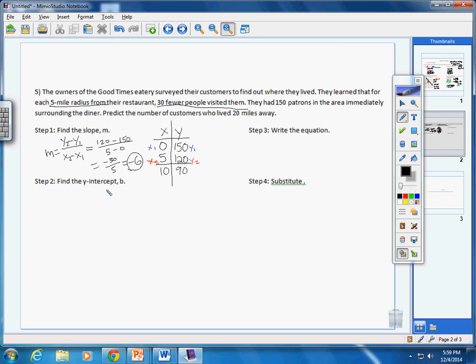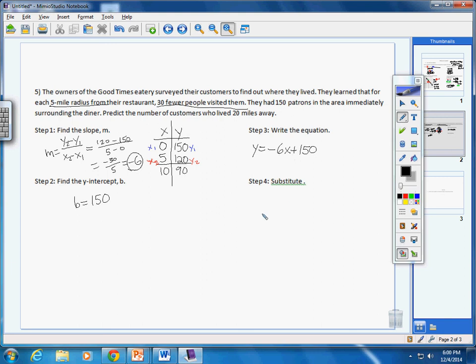Let's move on to step 2. Find the y-intercept, b. Guess what? Our y-intercept is already here. (0, 150), right there. So b equals 150. If you're given a table, always look and see if you were given the y-intercept. That'll make your life easy. Step 3, write the equation. You all know how to do this. y equals negative 6x plus 150, because that is our slope and that is our y-intercept.